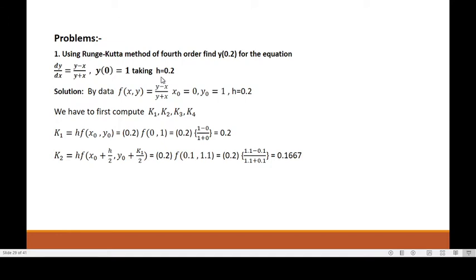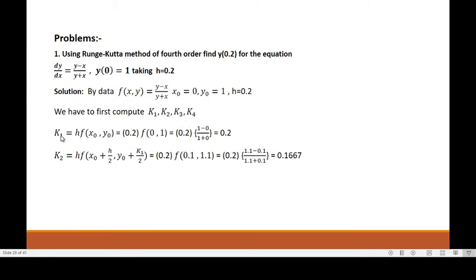So we know that any initial value problem is of the form dy by dx is equal to f of x comma y. Here f of x comma y is y minus x by y plus x, and the initial values are x0 is equal to 0 and y0 is equal to 1 and h is equal to 0.2. First write down the given data values here. Then we have to compute k1, k2, k3, k4 by using the above formula.